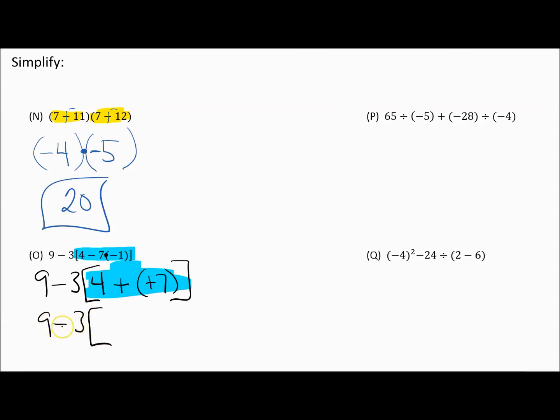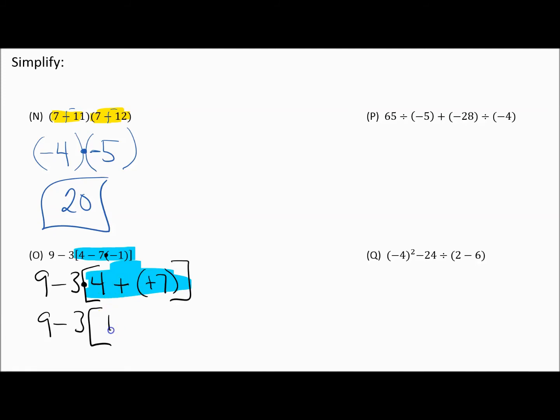That is not 6, by the way. You cannot say that's 6 because this is multiplication. And you have to multiply that before you can subtract. That's where people go wrong on a problem like this frequently. So be super careful. Don't say 9 minus 3 is 6 and then decide you're going to do everything else. Subtraction is one of the last steps you do.